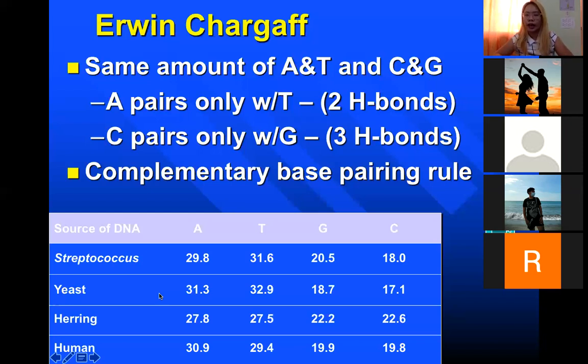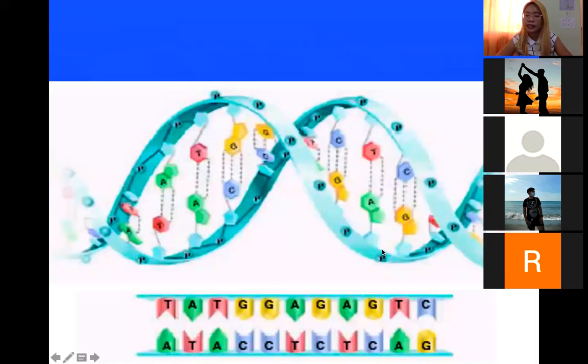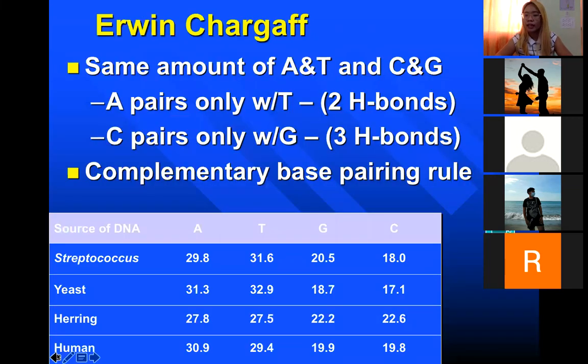So itong si Chargaff, ang napansin niya, magkakalapit daw yung amount ng adenine and thymine. At magkakalapit din yung amount ng cytosine and guanine. So for example nito, adenine in Streptococcus is around 29.8% of the DNA isolated. Tapos itong thymine is around 31.6. So magkalapit yung kanilang percentage. Whereas itong guanine nasa 20.5, ang cytosine ay nasa 18. So magkalapit din yung kanilang percentage.